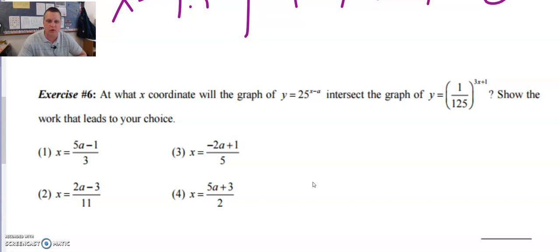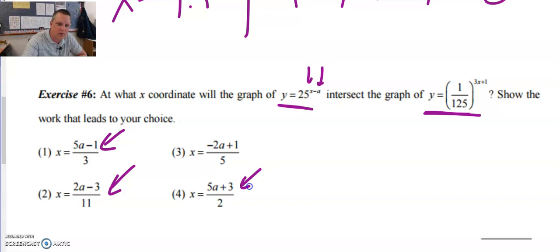So what x coordinate will the graph of y equals 25 raised to the x minus a power intersect the graph of y equals 1 over 125 raised to the 3x plus 1? Show the work that leads to your answer. Now, we have two variables. We have an x and an a. So you can see that all the solutions have a's in them. So don't be scared by that a. Just follow your process of solving. So we want to find the x coordinate.